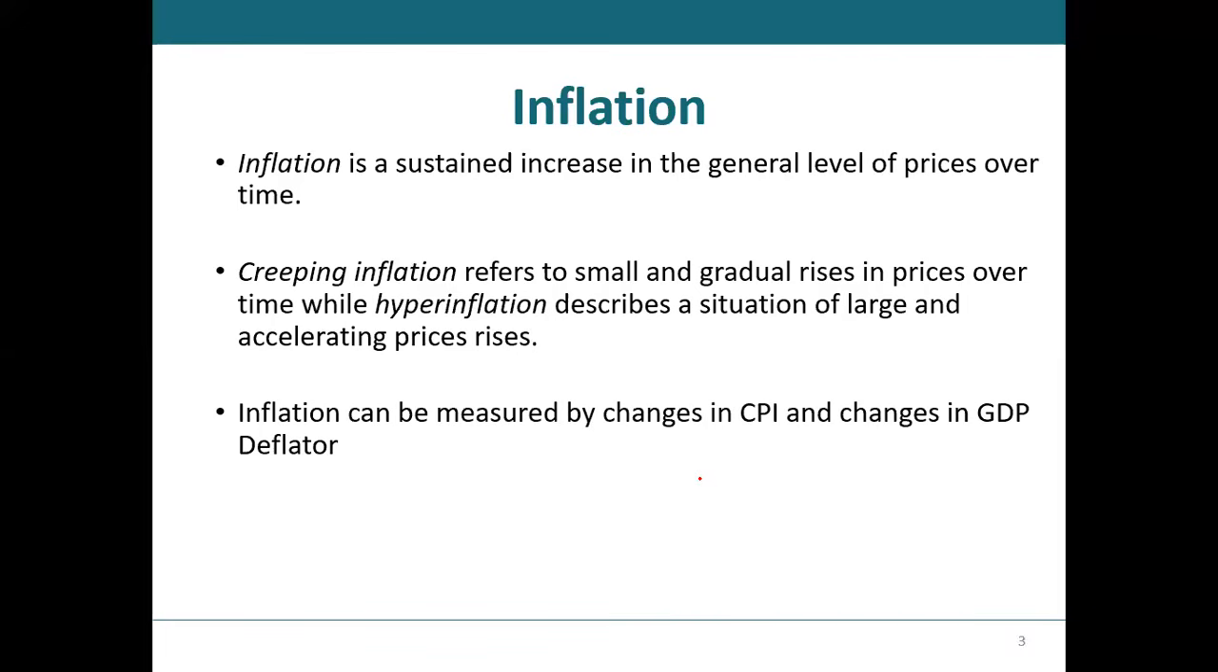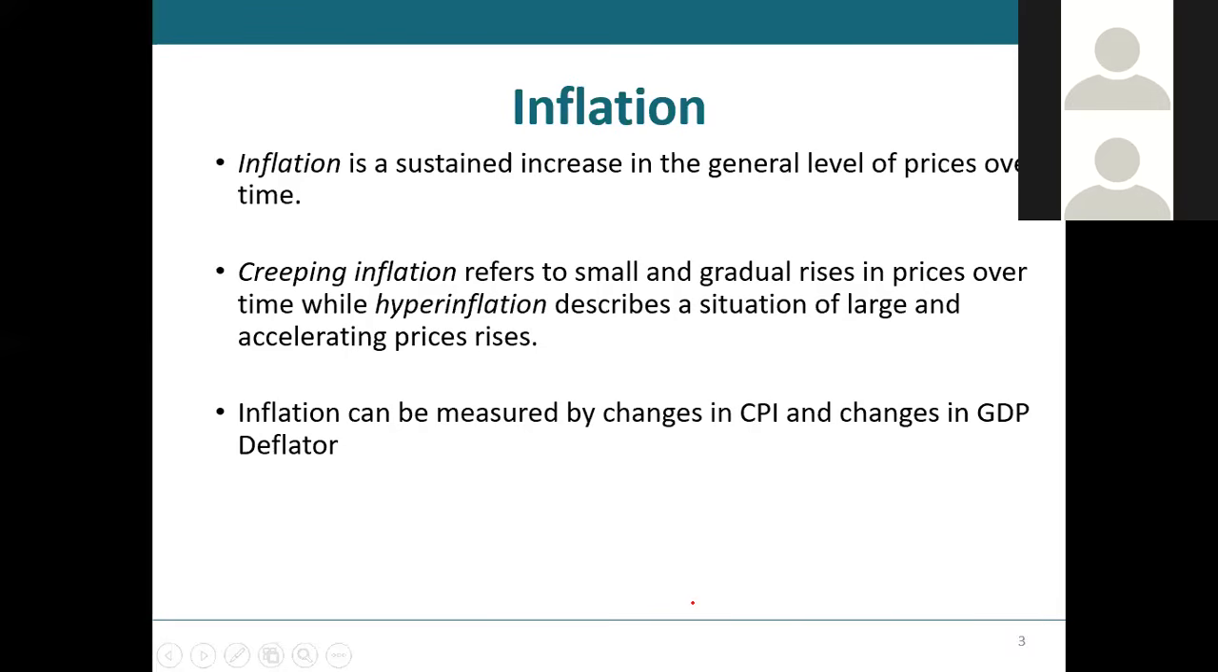Now, we basically have two types of inflation. We have that kind of inflation that is small and looks like it is going slowly. So when inflation is small and increasing slowly, we can say that inflation is creeping. Whenever we are talking about creeping inflation, it is inflation that refers to small and gradual rises in prices over time, okay? But when we have a situation where prices are galloping or accelerating, we can say that it is hyperinflation.